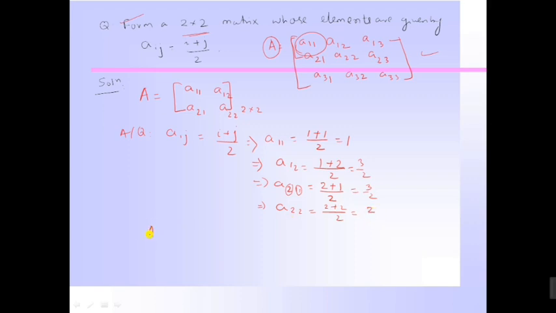Now when I write A, I have already told you it is A11, A12, A21 and A22. So put the values. A11 is 1, A12 is 3 by 2, A21 is also 3 by 2, and A22 is 2. So this is the final answer to this question. I think this is getting clearer to you. Let us proceed to the next question without delay.